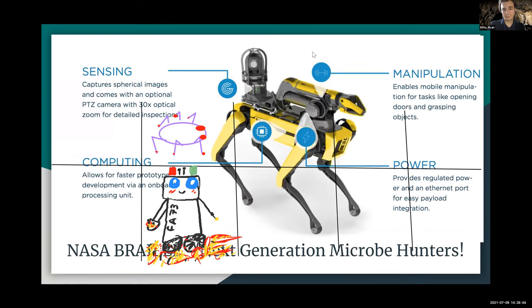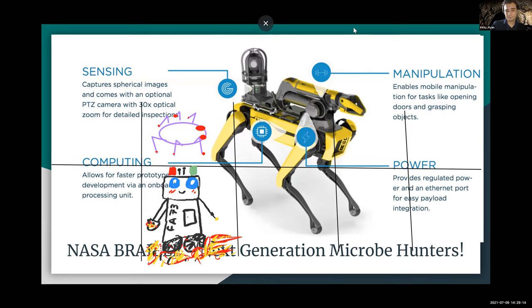And so here's an example of some of the research I'm doing right now. I'll leave these drawings up for just another minute here. But so the NASA Braille Project, which I'm a part of this summer, is working with these Boston Dynamics Spot robots to try to look for microbial life on Earth. They're doing it right now on Earth, but the goal would be eventually to send it to space.